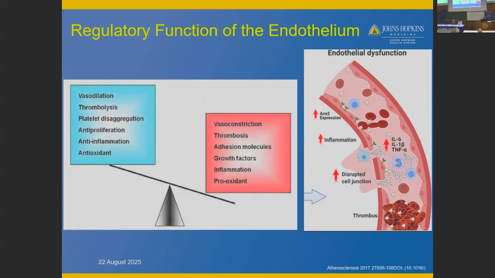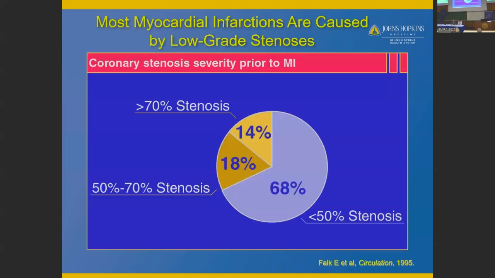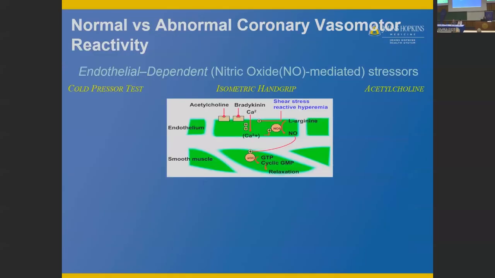The reason this is important in the coronaries is because most MIs are predicated by less than 50% stenosis. And one of the interesting things about endothelial function is it really precedes the development of luminal stenosis. So it occurs much earlier on and can predispose to plaque vulnerability.